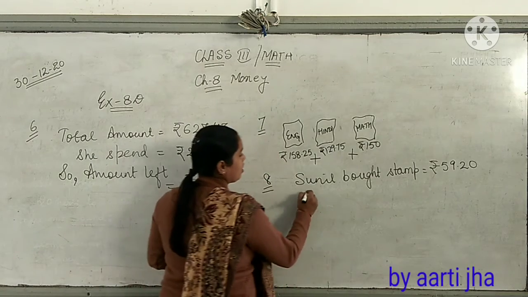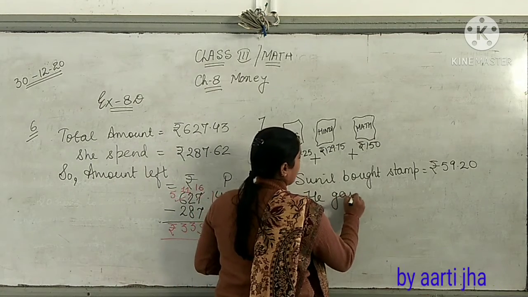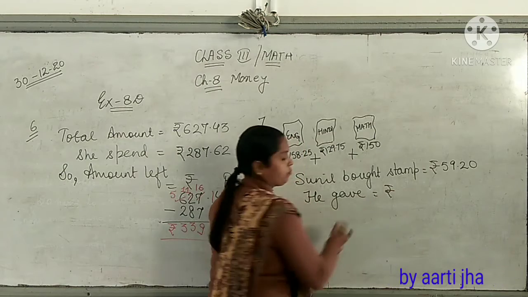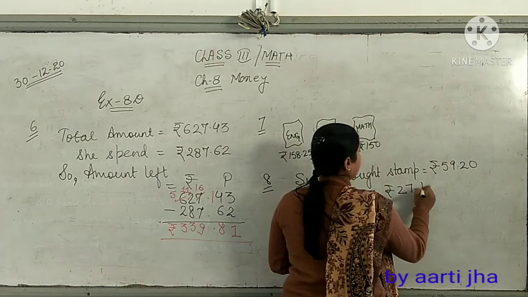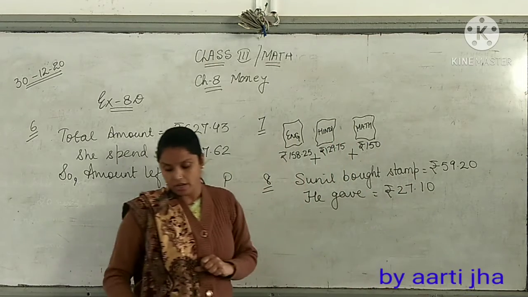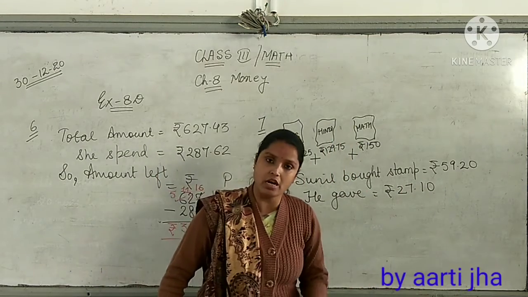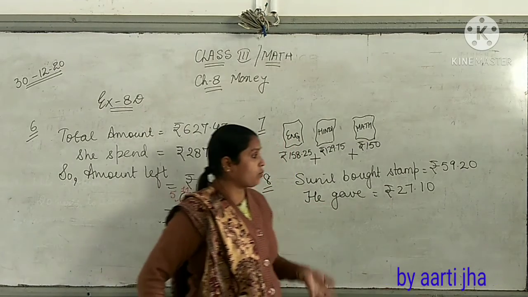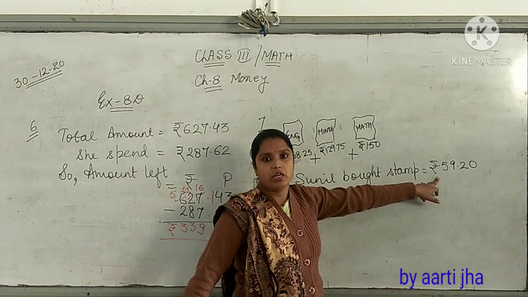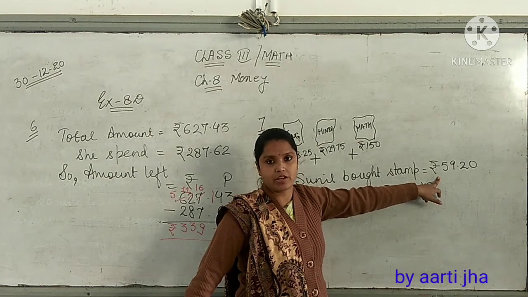From this amount, how much did Sunil give? He gave rupees 27 and 10 paisa to the person who was sitting at the counter. That means this much money he has given. Still he has to give more money to complete this transaction.